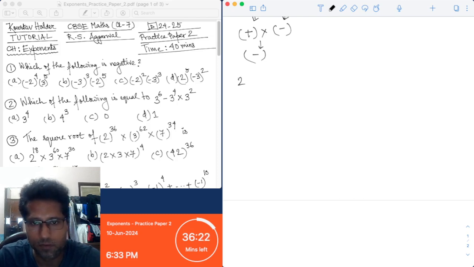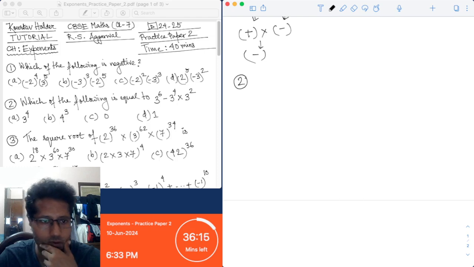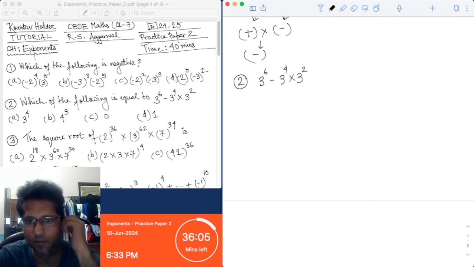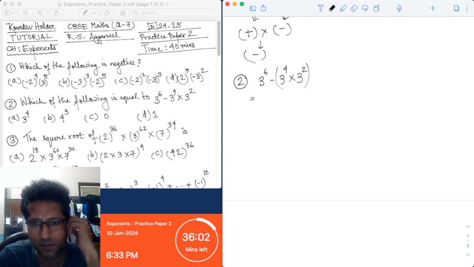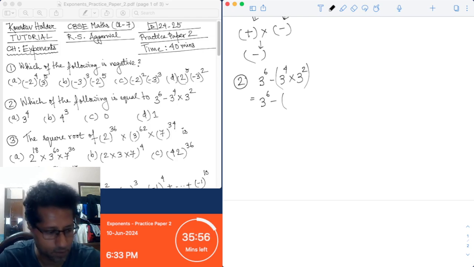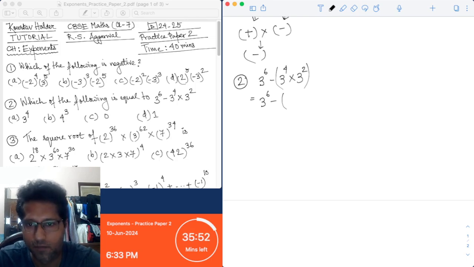Let's do question number 2. Which of the following is equal to this? Okay, so the given expression is 3 to the power 6 minus 3 to the power 4 multiplied by 3 square. Now definitely we have to first evaluate this. We know that for the product of two exponentials where the bases are same but the powers are different, we just add up the powers. So this becomes 3 to the power 4 plus 2, that is 6. So this becomes 3 to the power 6 minus 3 to the power 6, this is 0. So the answer is choice C.